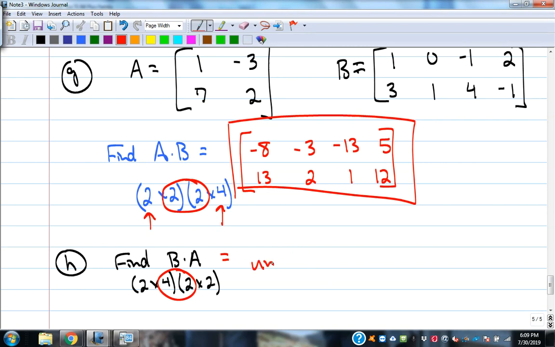Rewrite that in my handwriting. Undefined. It won't work. Well, what if you didn't remember that rule? What if you just went ahead and put the matrices in your calculator and tried to do it? The good news is your calculator tells you it can't be done.